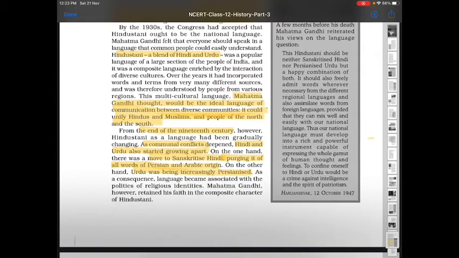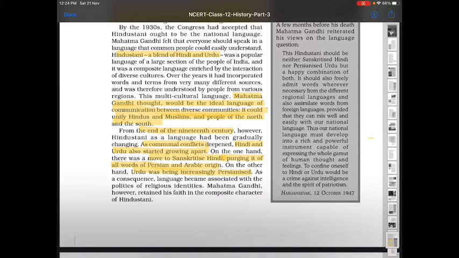But at the end of the 19th century, the concept of Hindustani was slowly changing and disappearing because of communal conflicts between the Hindus and the Muslims. Communal conflicts meaning religious conflicts, okay.